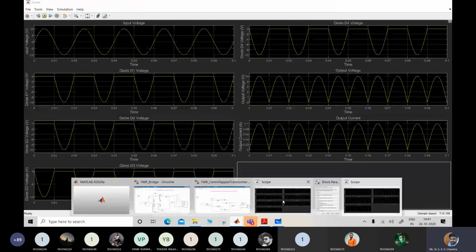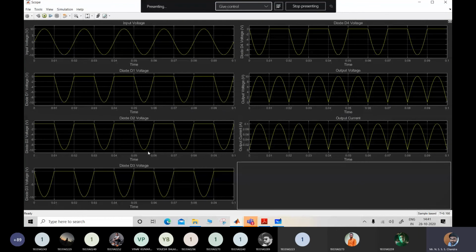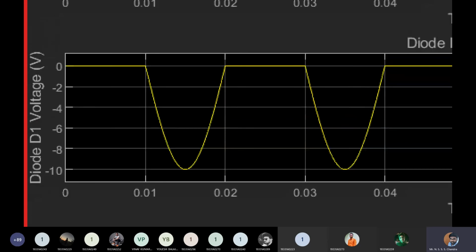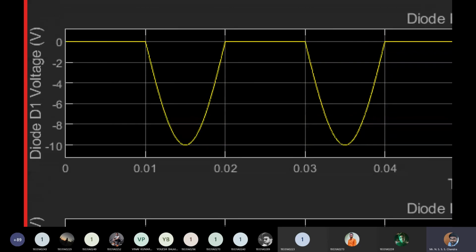So I'll open the bridge rectifier. Here you can see the peak inverse voltage. Please read it out. Hello, is my screen visible? Yes, sir. What's the value you are reading out? Minus 10 volts, right? So it will be minus 10 volts, that is equal to Vm. If you take the magnitude, it's equal to Vm in the bridge rectifier configuration.